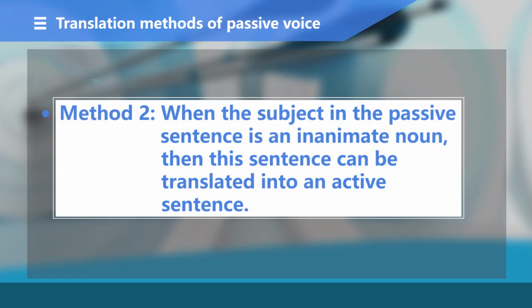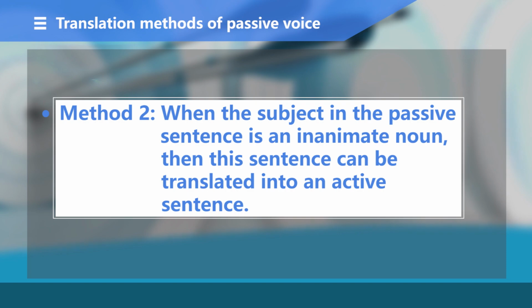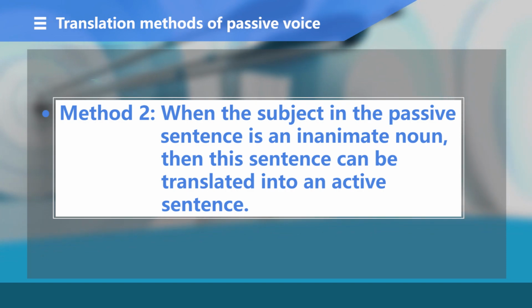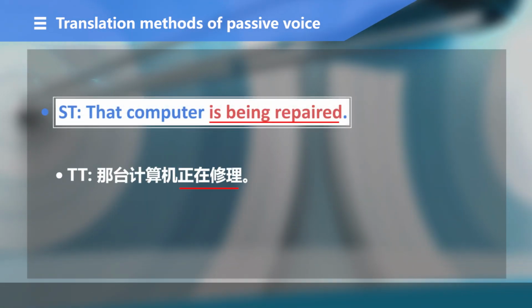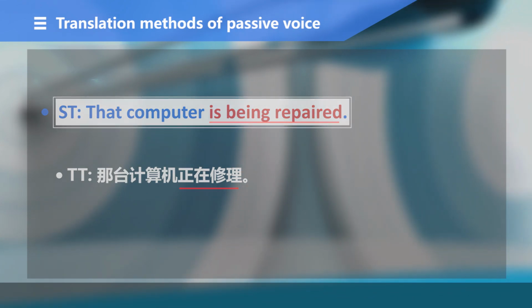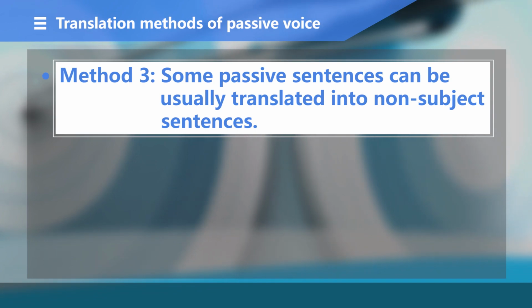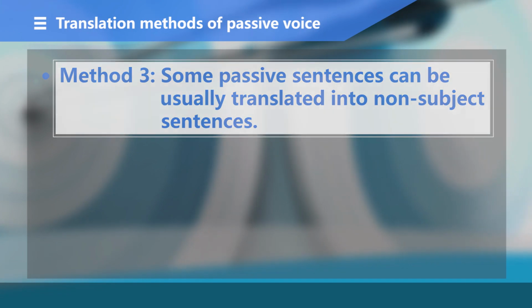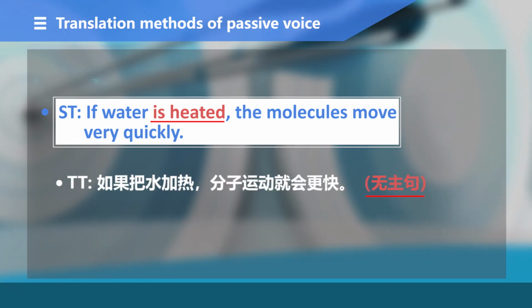Method 2. When the subject in the passive voice is an inanimate noun, then this sentence can be translated into an active sentence. Example 6 gives a good example to prove it. Method 3. Some passive sentences can usually be translated into non-subject sentences. Example 7 gives a good example to indicate it.